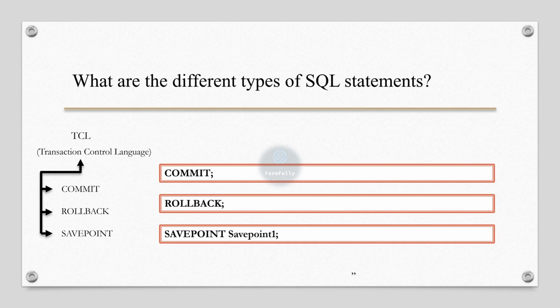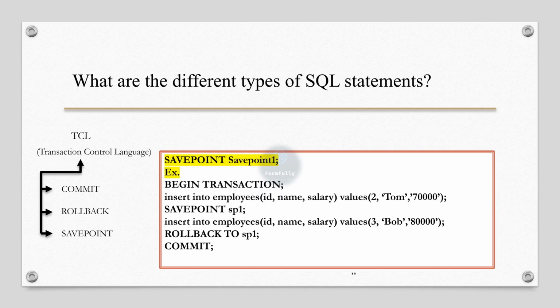Third one is SAVEPOINT. The SAVEPOINT command is used to set a point within a transaction to which you can later roll back. It allows partial rollbacks within a transaction. Example, SAVEPOINT 1. Let's understand the example of savepoint. In the given example, we are inserting a record for Tom into the employee table. Since this is within the transaction, the insertion is not yet permanent.